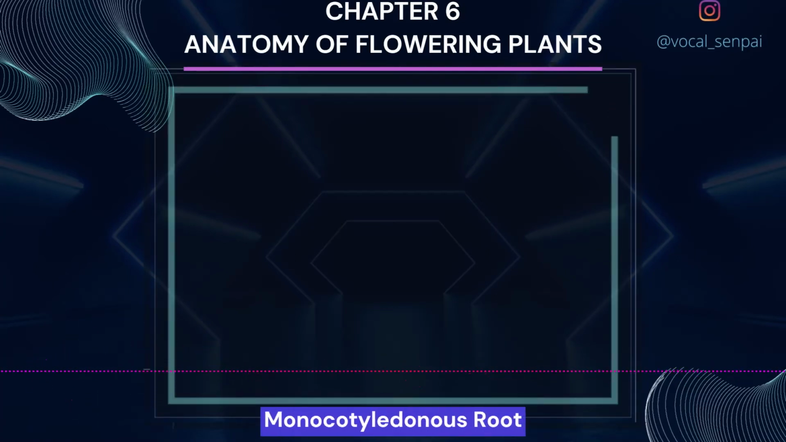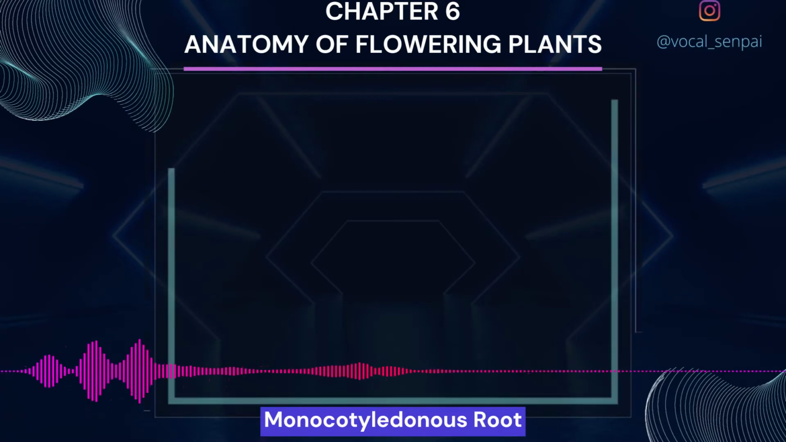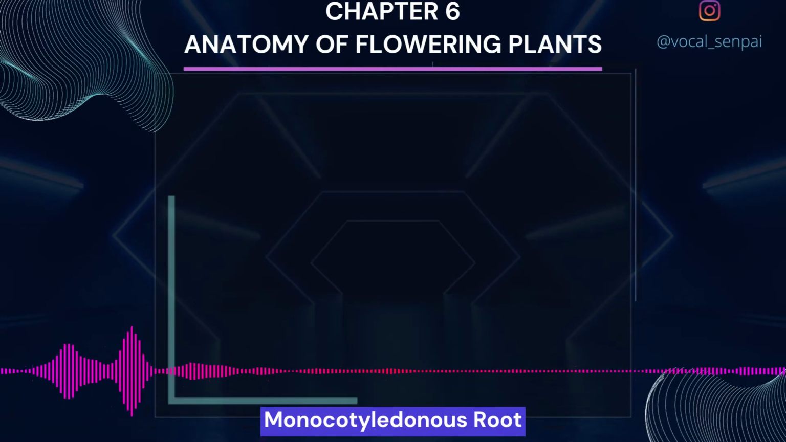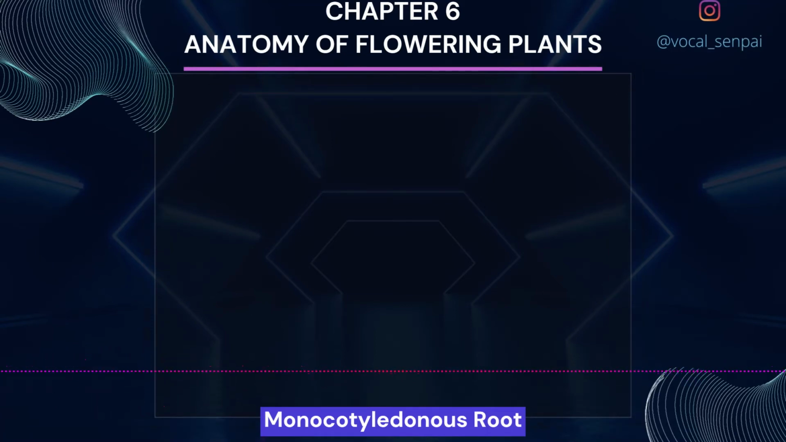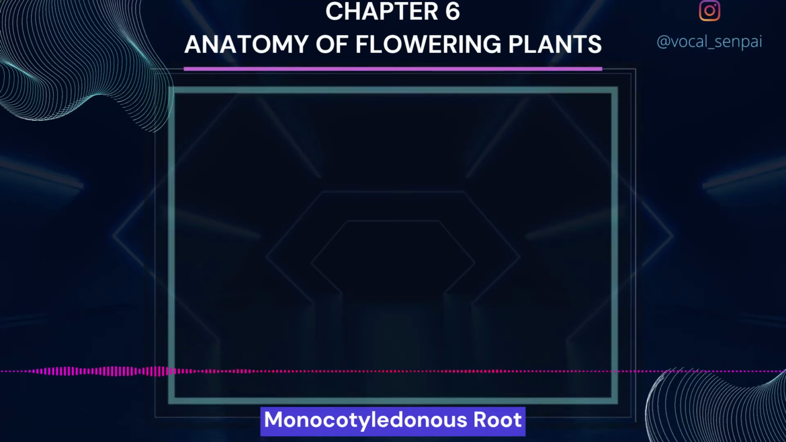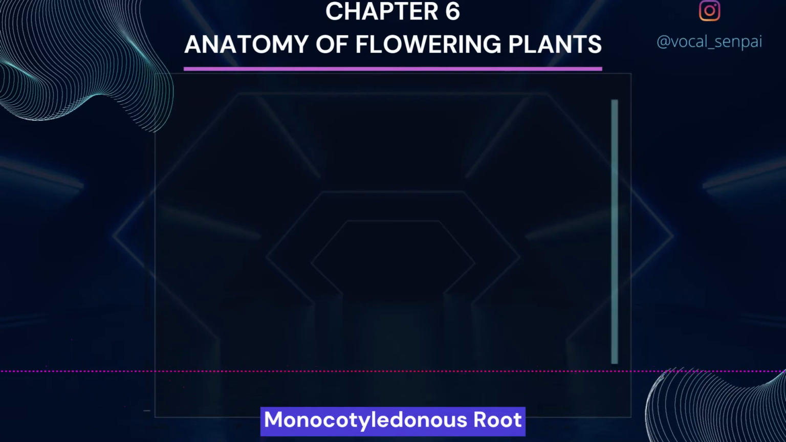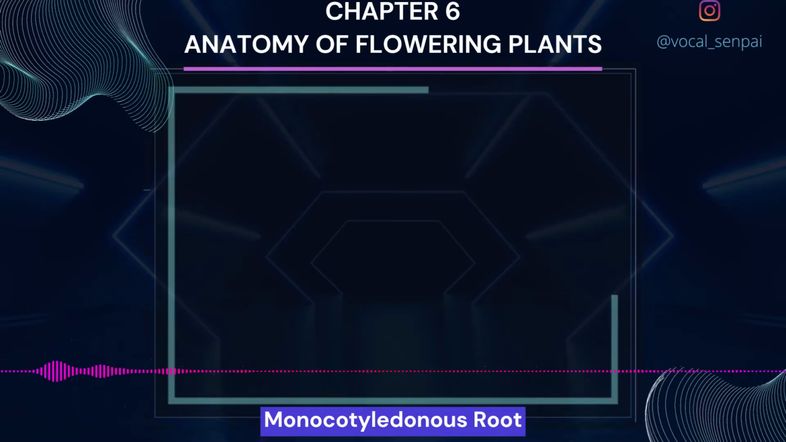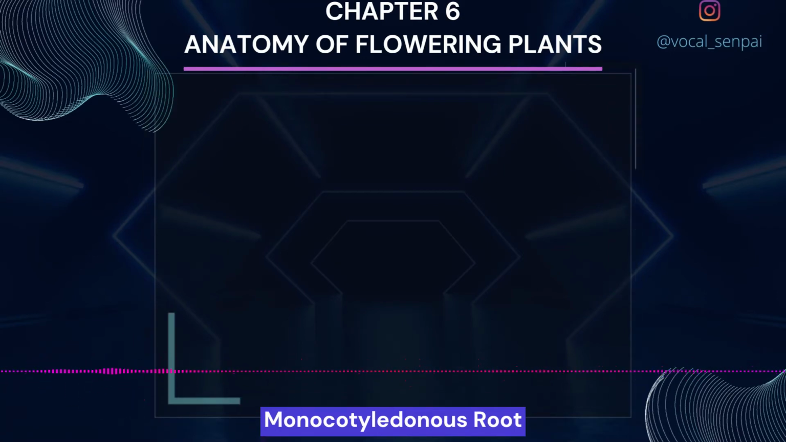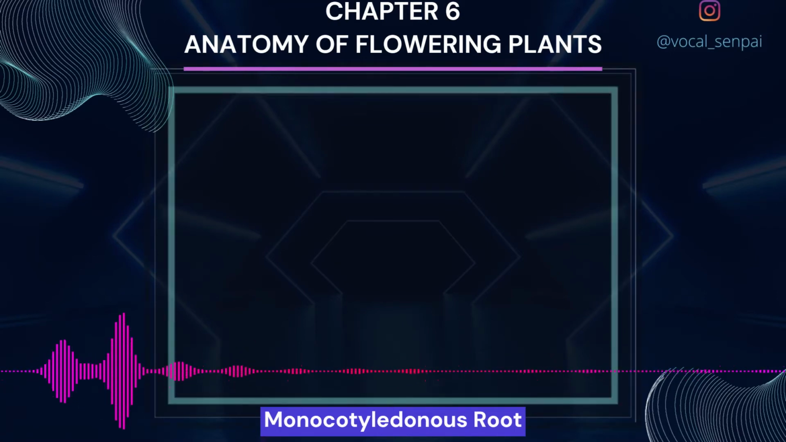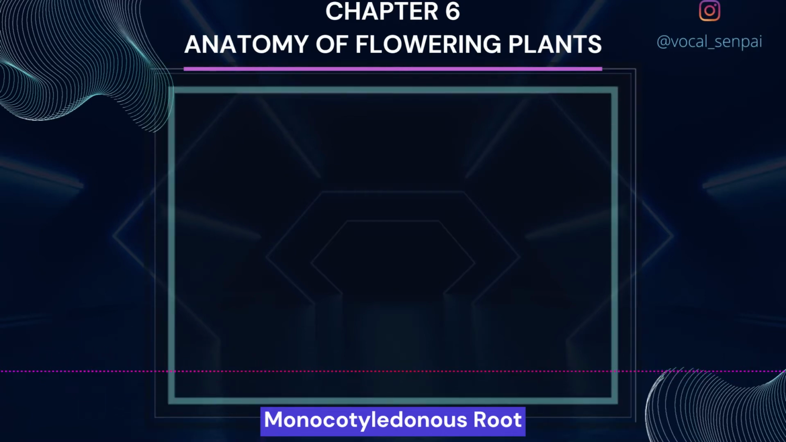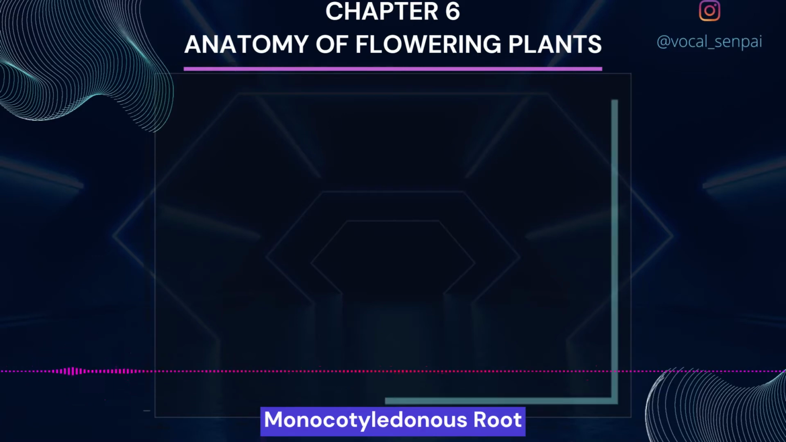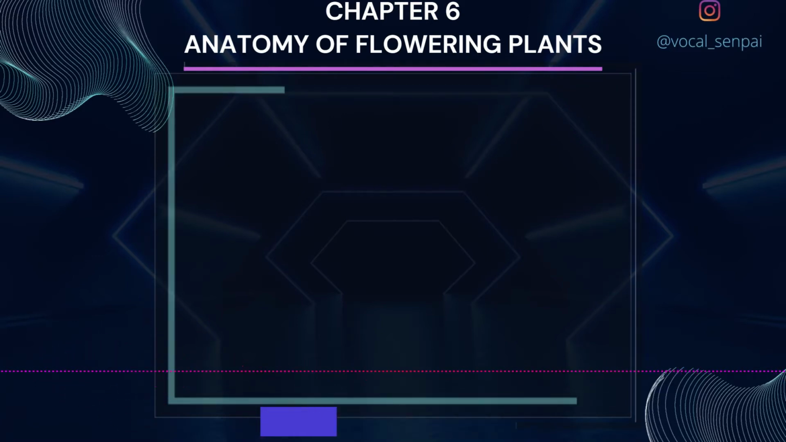Monocotyledonous root. The anatomy of the monocot root is similar to the dicot root in many respects, figure 6.6b. It has epidermis, cortex, endodermis, pericycle, vascular bundles and pith. As compared to the dicot root, which has fewer xylem bundles, there are usually more than 6 polyarch xylem bundles in the monocot root. Pith is large and well developed. Monocotyledonous roots do not undergo any secondary growth.